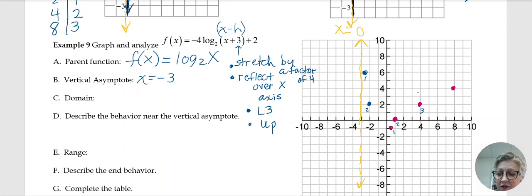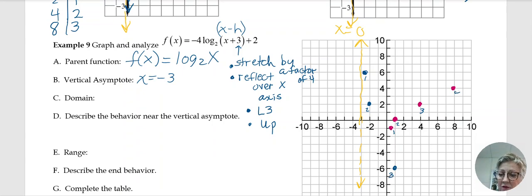All right, our point I've labeled number 3. If I reflect it, it's going down here to negative 2. Stretch it by a factor of 4, it's going down to negative 8. Then left 3, 1, 2, 3, up 2. So that looks like that should be right there. And that's our number 3 point.